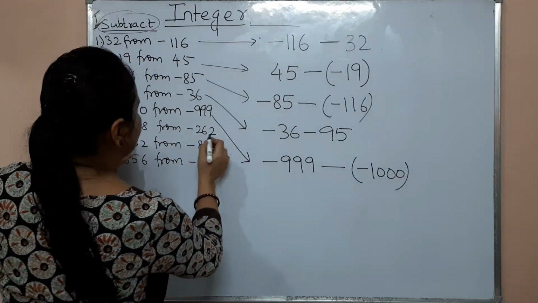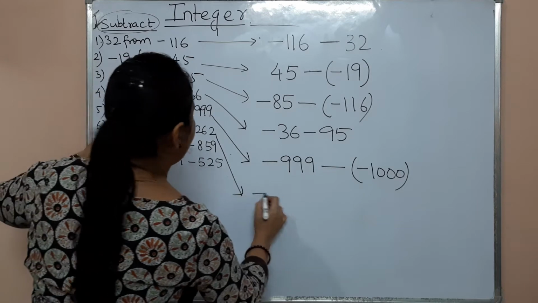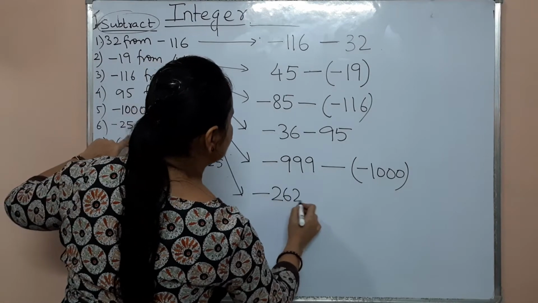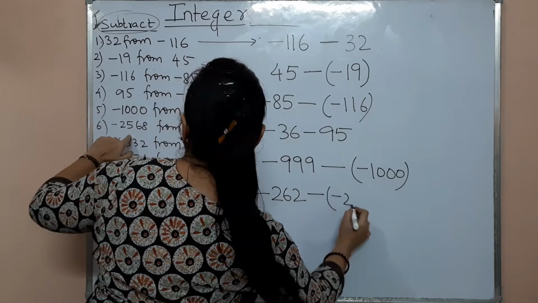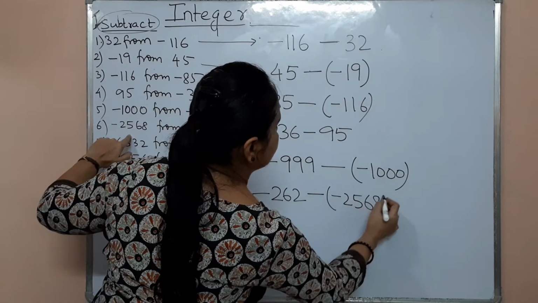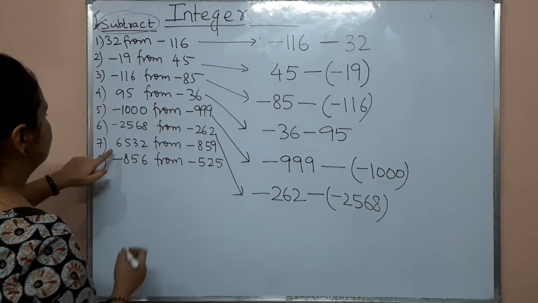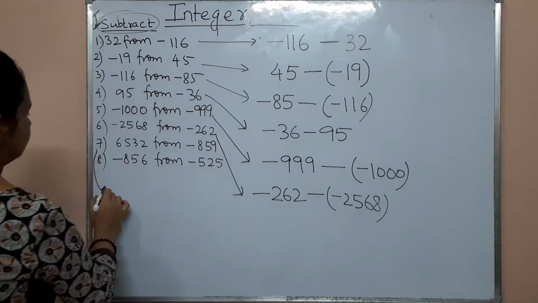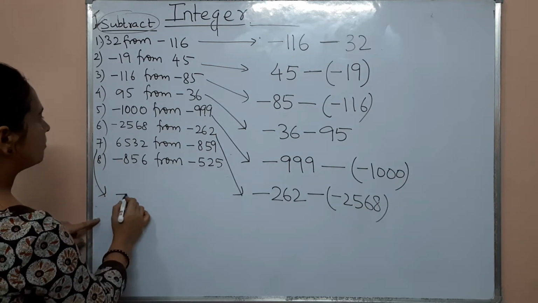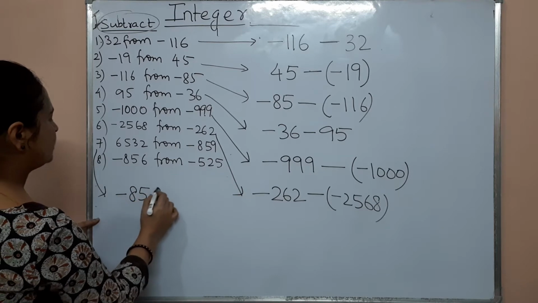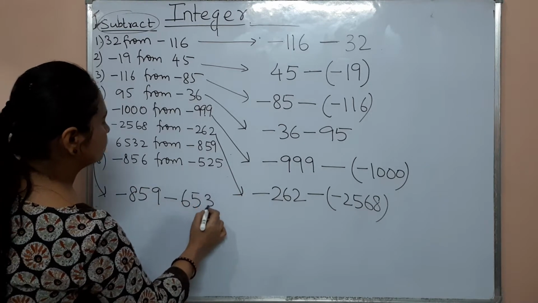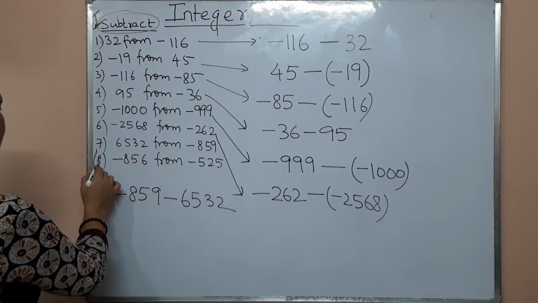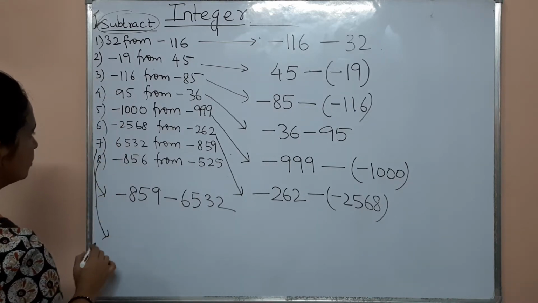Next, from 262, we have to subtract what? A negative number, 2568. Question number 7. From 859, we have to subtract 6532. And the last question, question number 8.